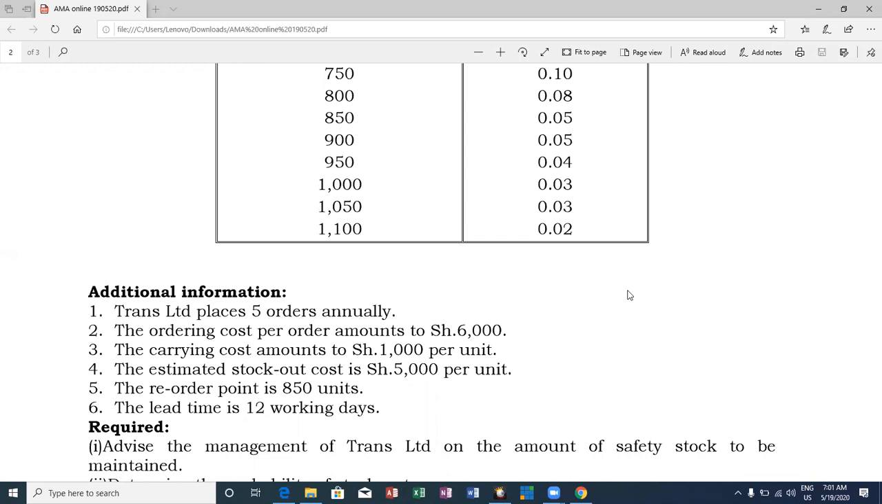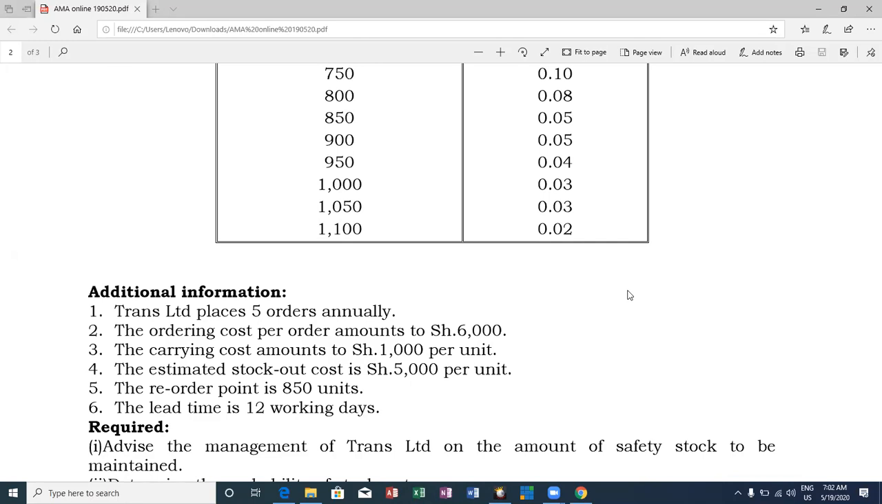Hassan. Optimal rope, the person is saying that optimal rope is 1050. Yes, I agree with this because the rope which corresponds to this best figure, the lowest cost, is 1050. How about the optimal safety stock? So the optimal safety stock will be equal to what? Somebody help me out there.